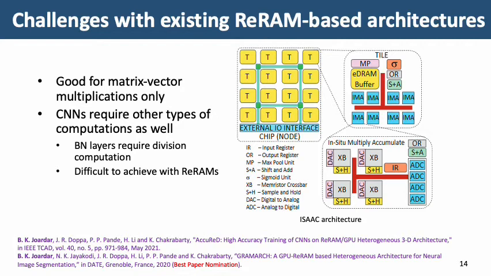But a typical CNN has different types of computation. For instance, let's take the normalization layer. The batch normalization layer requires operations like division and square root. None of them are suited for ReRAMs. So it's very difficult to achieve these operations with ReRAMs, which are good for matrix vector multiplication only. So how do we run neural nets on these kinds of devices if we cannot support some of the layers?